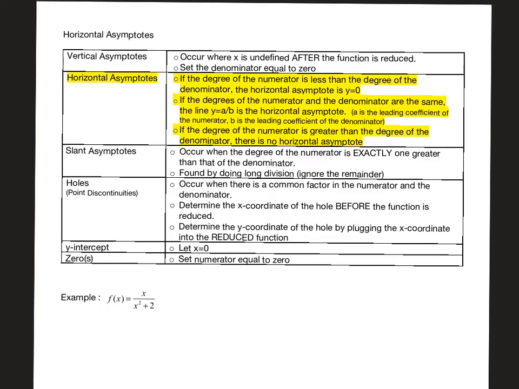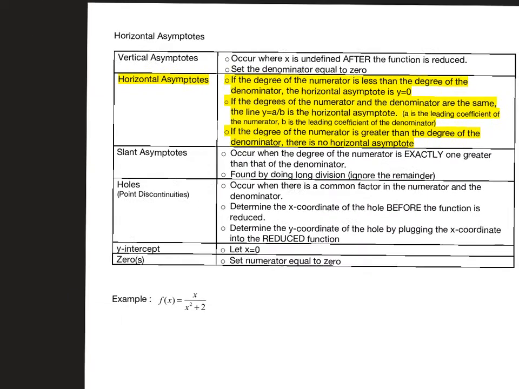Okay, so this lesson is week 2, lesson 3 on horizontal asymptotes. Same chart as you've seen before. Notice that this time the horizontal asymptote information is highlighted.